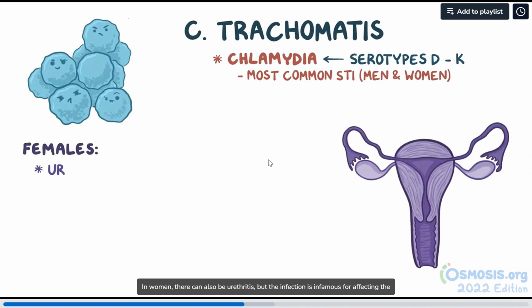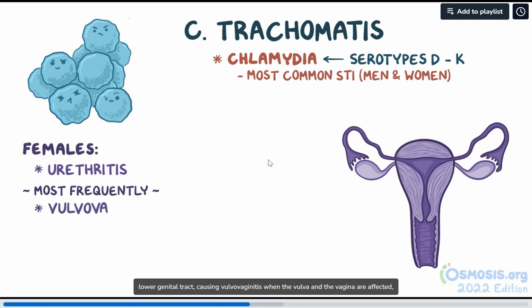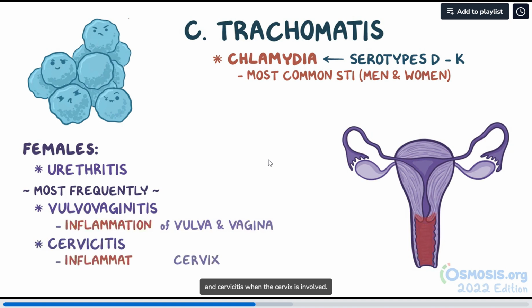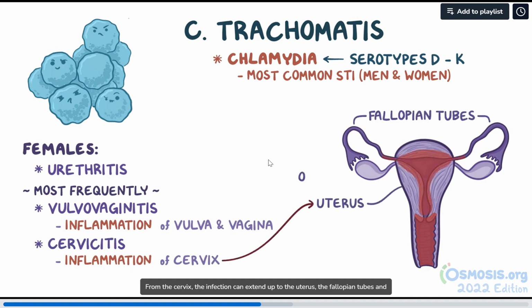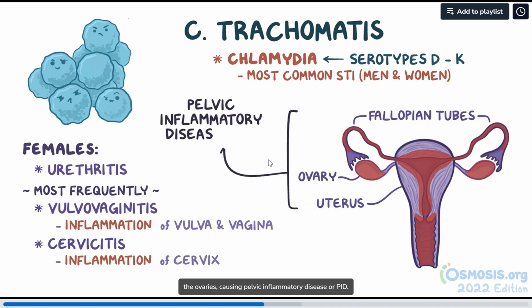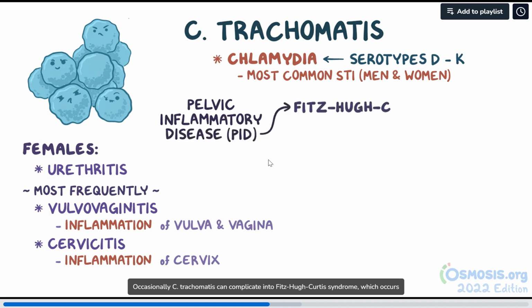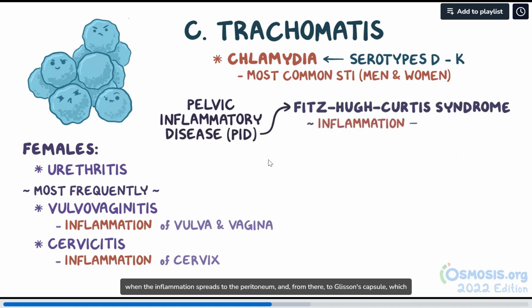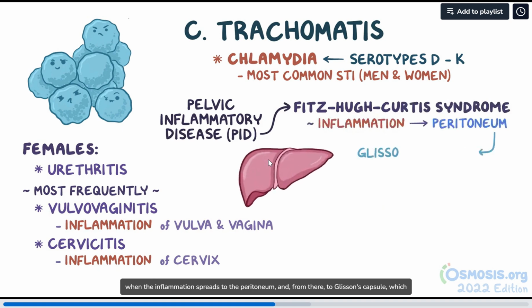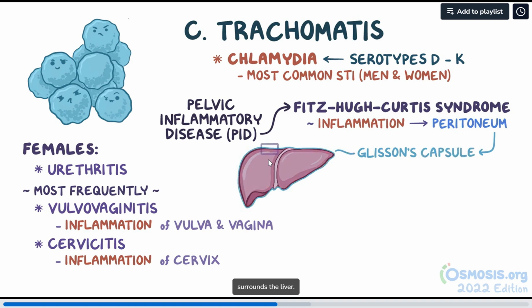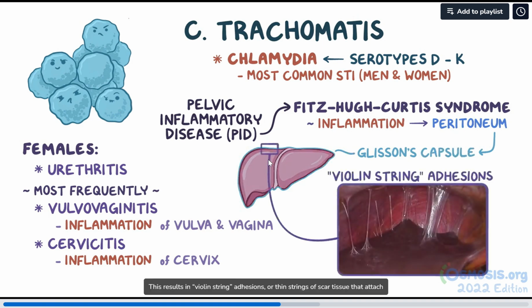In women, there can also be urethritis, but the infection is infamous for affecting the lower genital tract, causing vulvovaginitis when the vulva and the vagina are affected, and cervicitis when the cervix is involved. From the cervix, the infection can extend up to the uterus, the fallopian tubes, and the ovaries, causing pelvic inflammatory disease, or PID. Occasionally, C. trachomatis can complicate into Fitz-Hugh-Curtis syndrome, which occurs when the inflammation spreads to the peritoneum and from there to Glisson's capsule, which surrounds the liver. This results in violin string adhesions, or thin strings of scar tissue that attach the liver to the peritoneum.